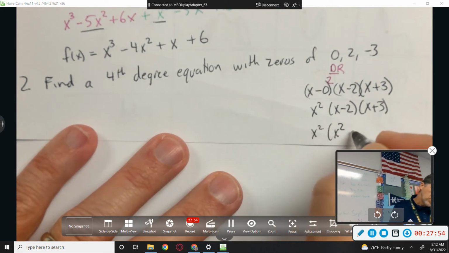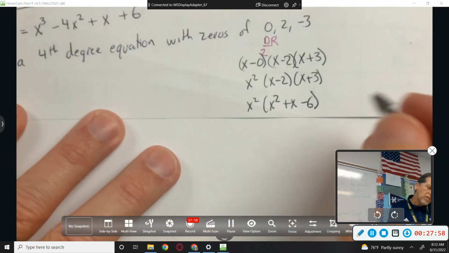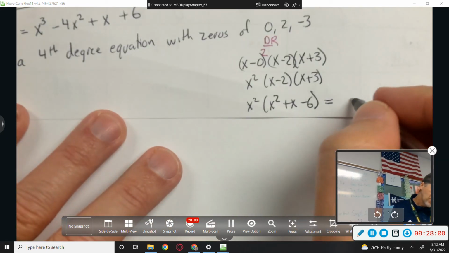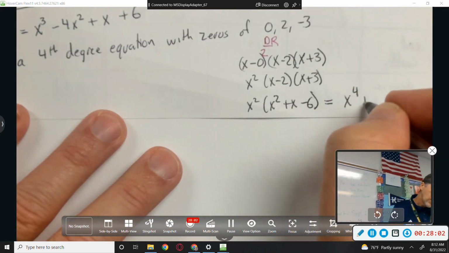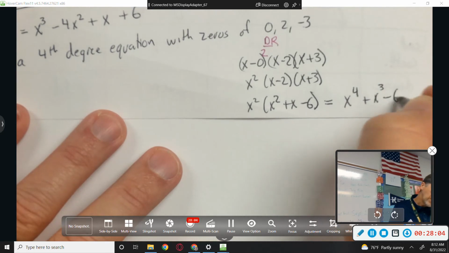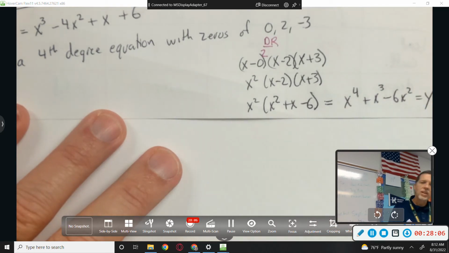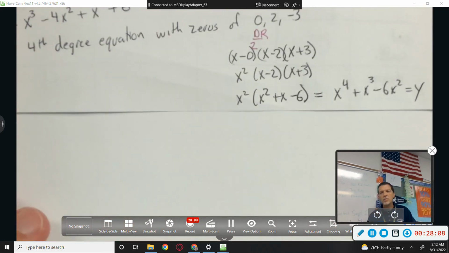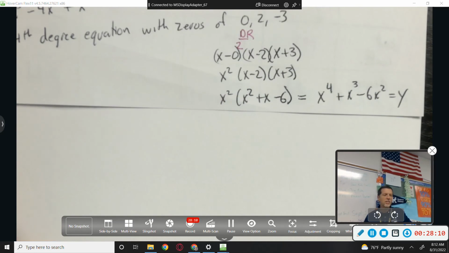So x squared plus x minus 6. I'm short on space, but I think I'll finish. X to the 4th plus x cubed minus 6x squared. And I'll just put a y on that one because I really am out of space.